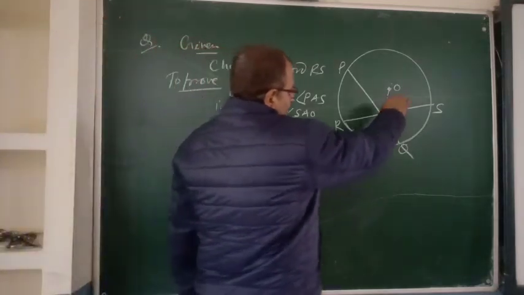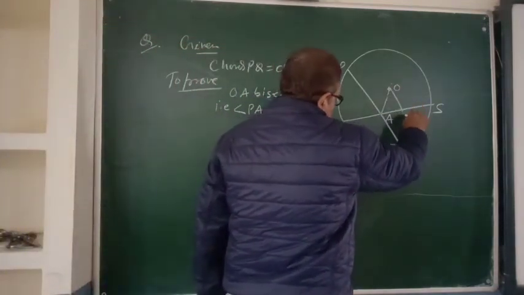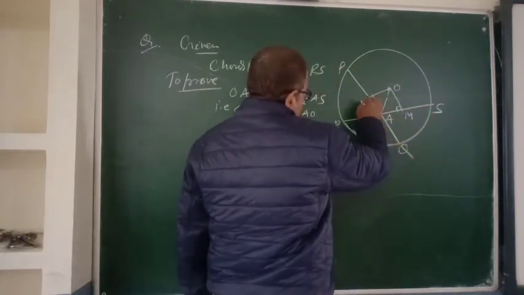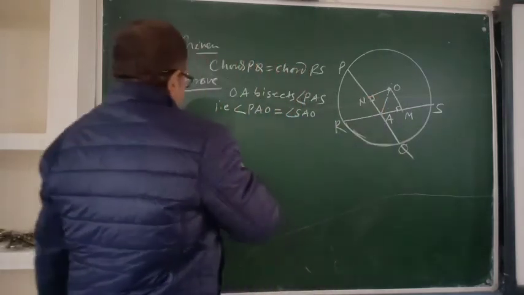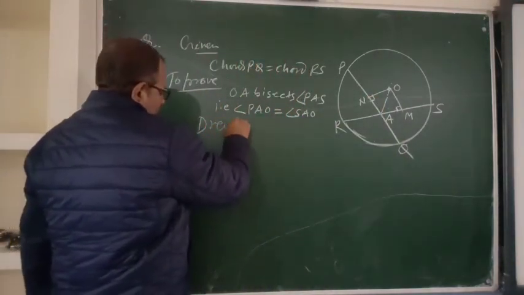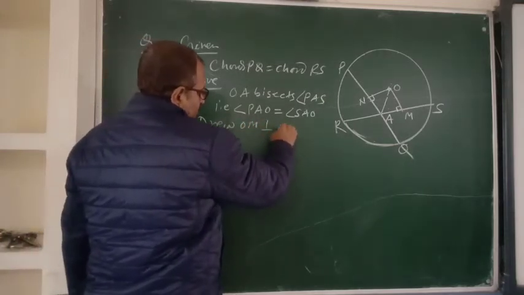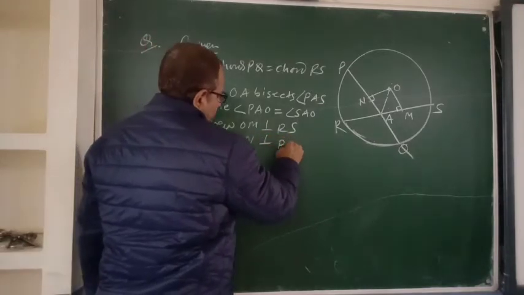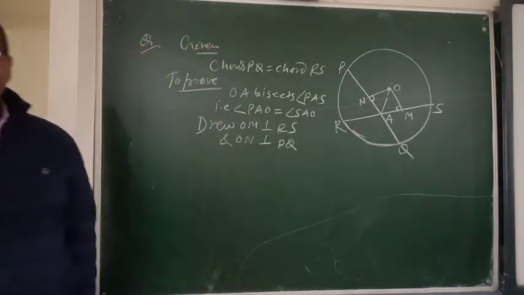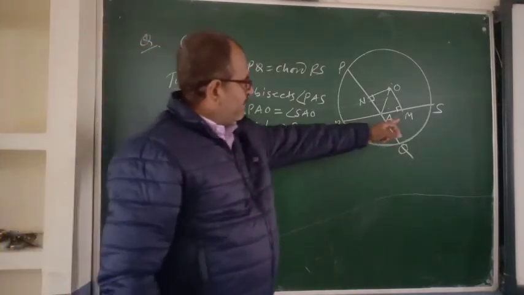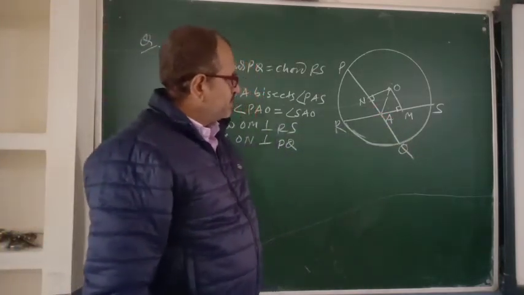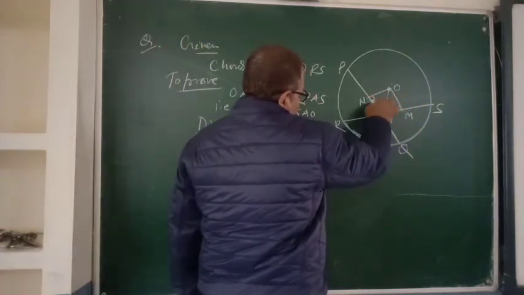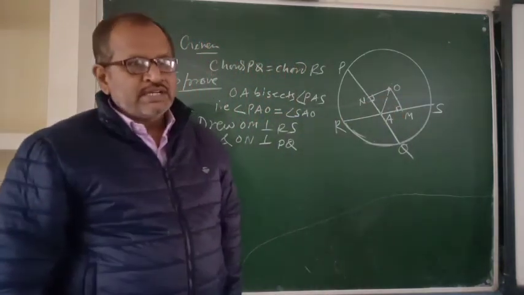We will draw the perpendicular from the center on both the chords. Suppose it is M, and again draw a perpendicular on the next chord PQ. So draw OM perpendicular to RS and ON perpendicular to PQ. Okay, so draw the perpendiculars OM and ON on both the chords. Now we are getting two triangles here, triangle OMA and ONA. Prove these two triangles congruent.